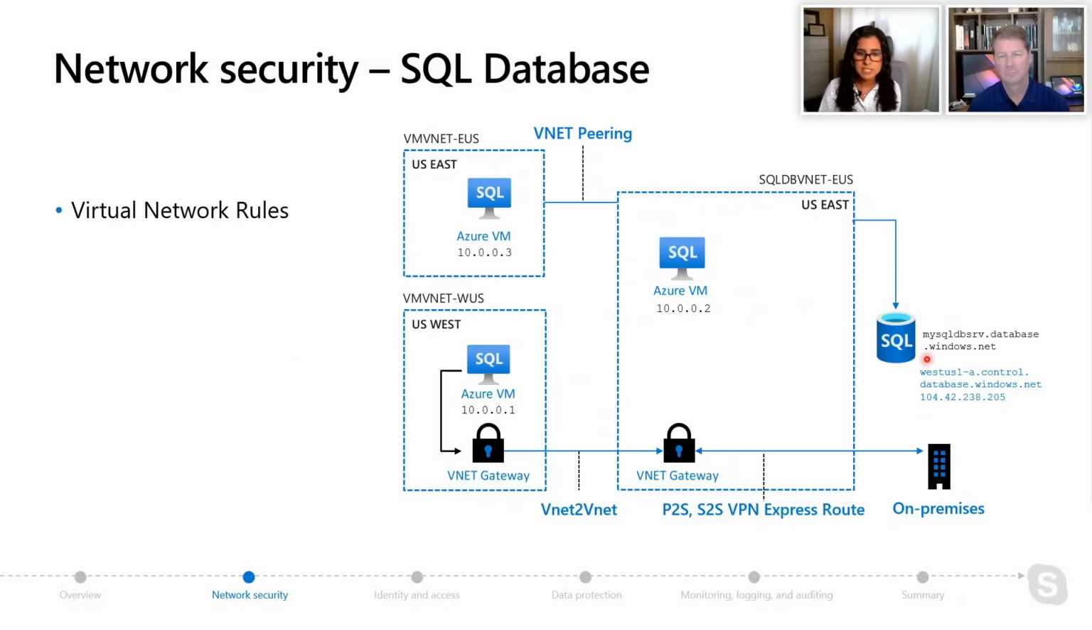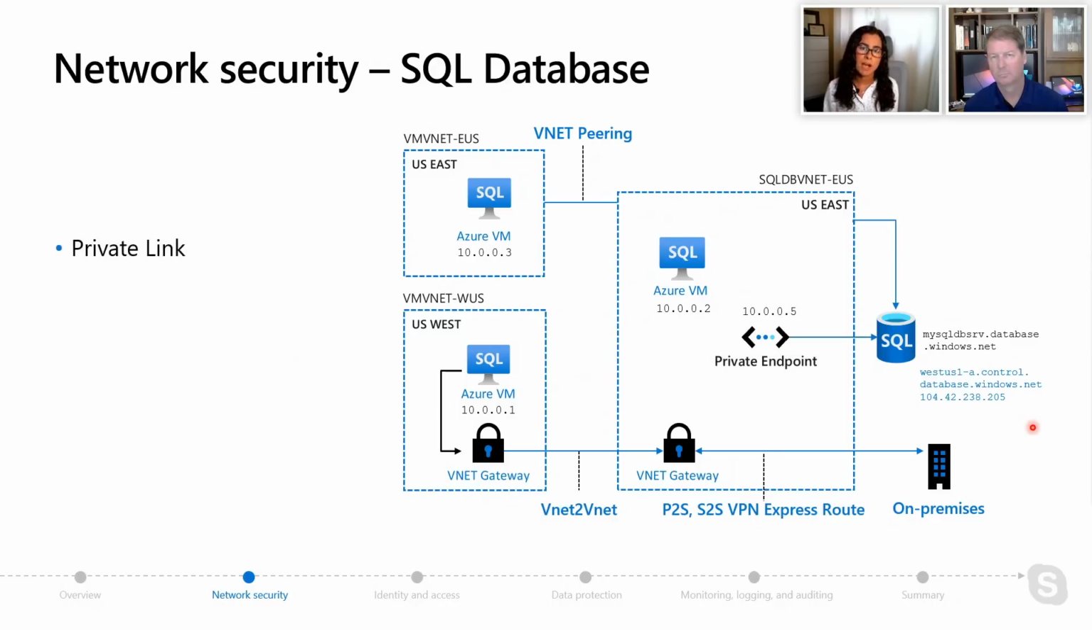But what you'll notice over here is I have some results of an NS lookup or the DNS hierarchy. And from that, anyone can kind of see where this database might live, as well as the public IP address associated with this. So this was a big concern for customers, not just for Azure SQL Database, but really all Azure services. So over the past year or so, we've been introducing something called private link or a private endpoint.